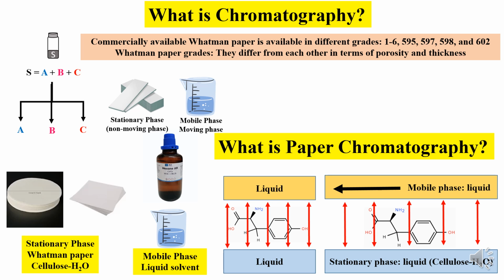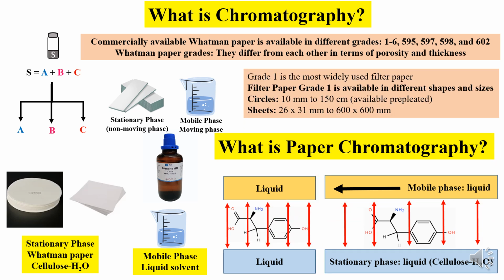So Whatman paper is commercially available in different grades like grade 1, 2, 3, 4 and so on. And these Whatman paper grades commercially available, they differ from each other in terms of porosity and thickness. So it is the porosity and thickness of the Whatman paper that leads to their grading.